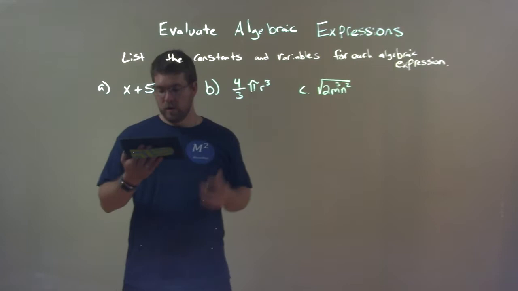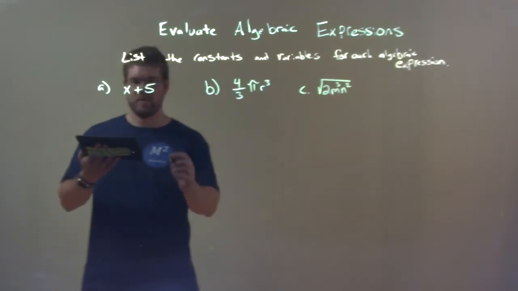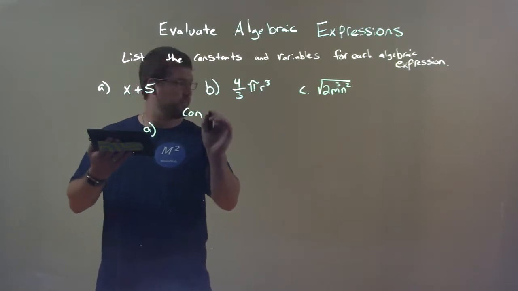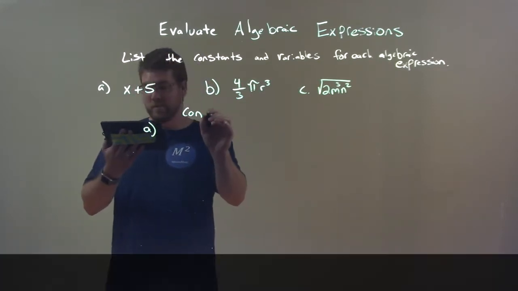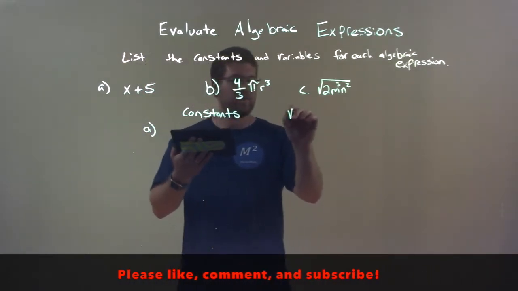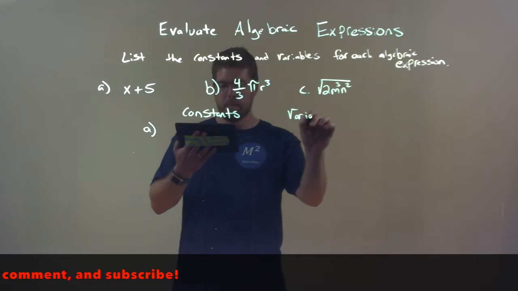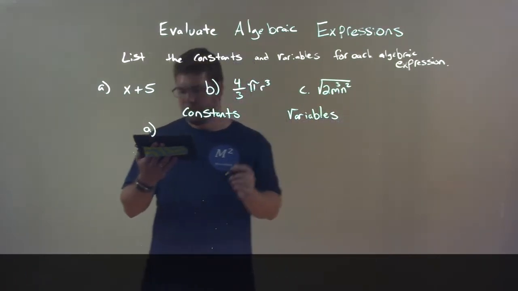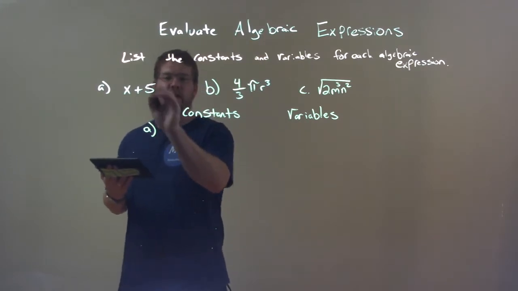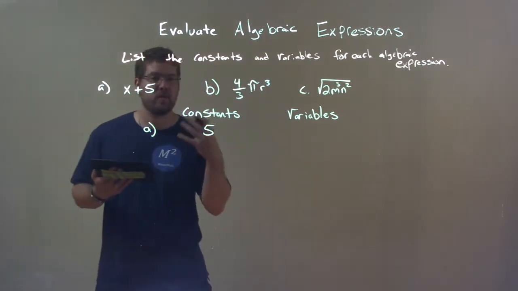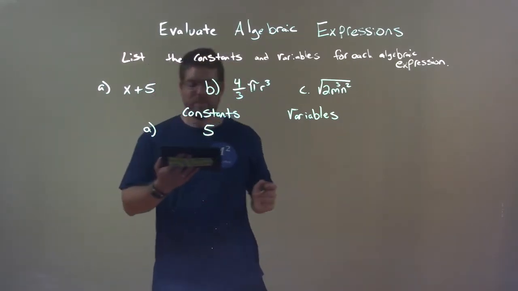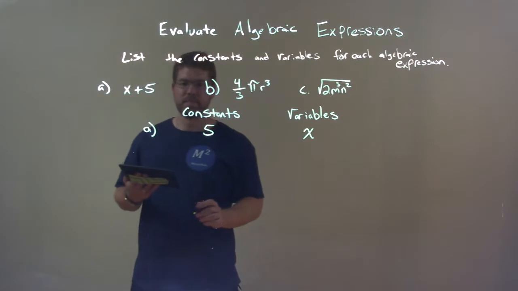So, what are our constants? Which ones are variables? For A, we label our constants, and we have our variables. Our constant for A is just going to be that 5. That is our constant. There's one. It's just the number. No variable there. The variable would be the x.